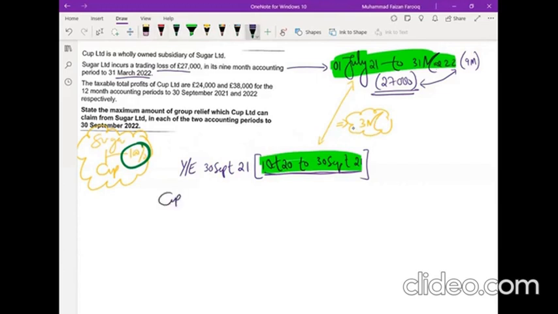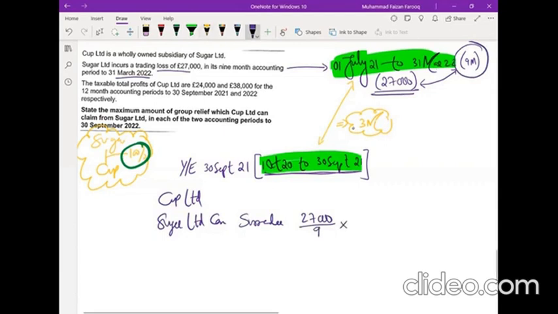Cup Limited, Sugar Limited. Sugar Limited can surrender. The loss is how much? 27,000. Am I right? This loss is for how many months? 9 months. And how many months did we match just now? 3 months. So what is the amount of loss Sugar can transfer over here? 9,000. Okay, very good.